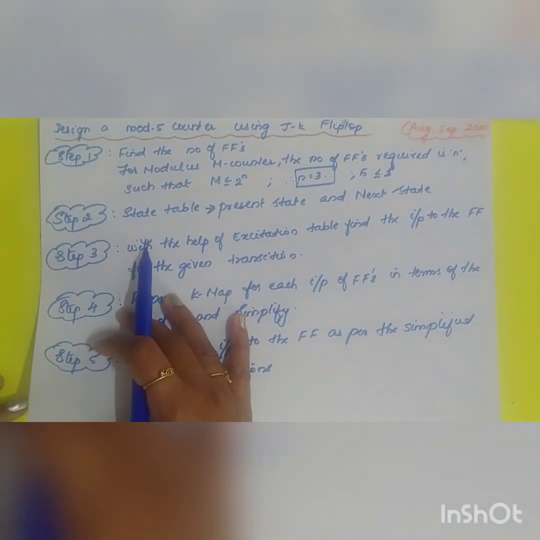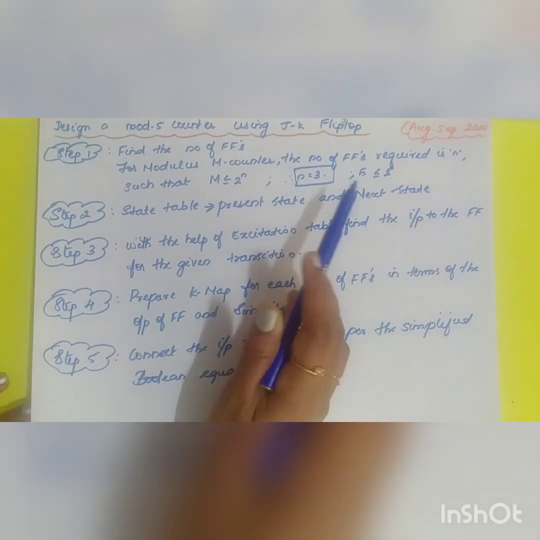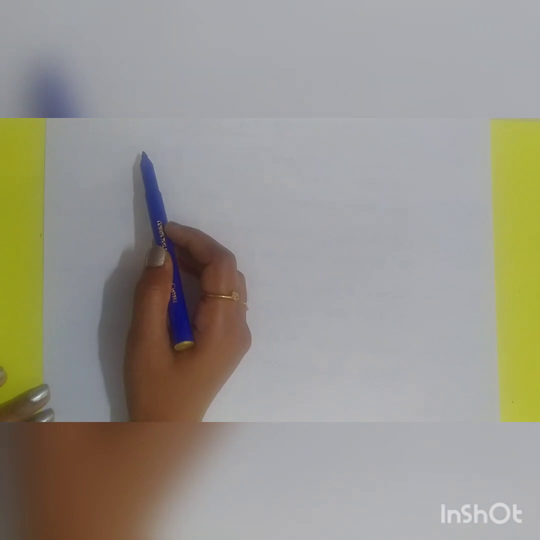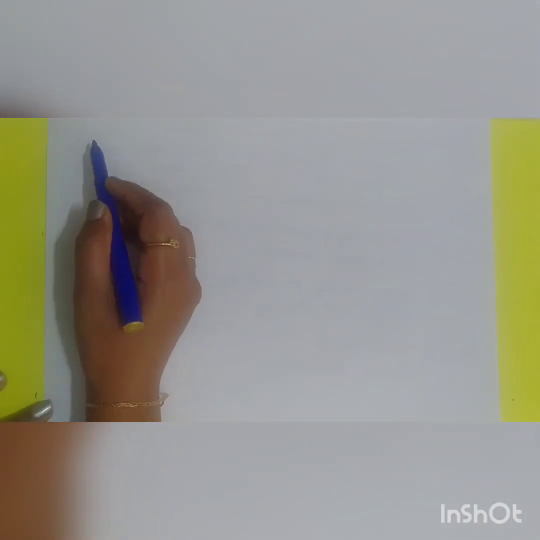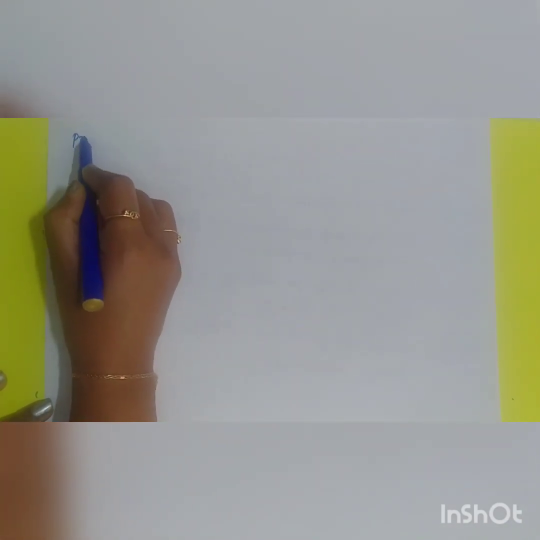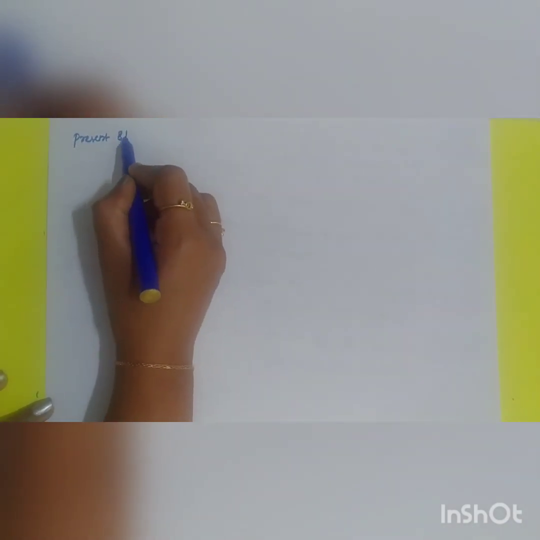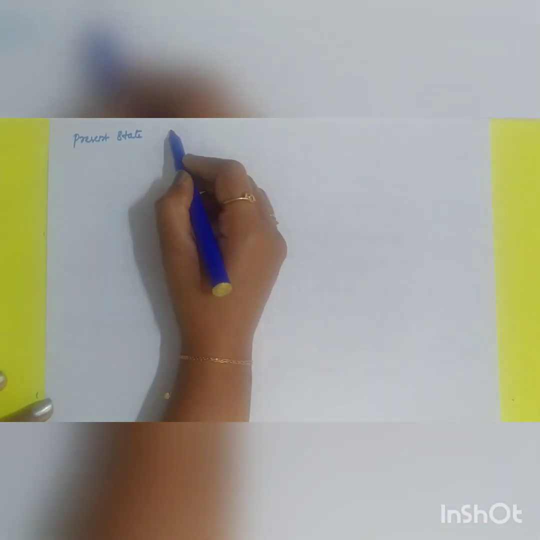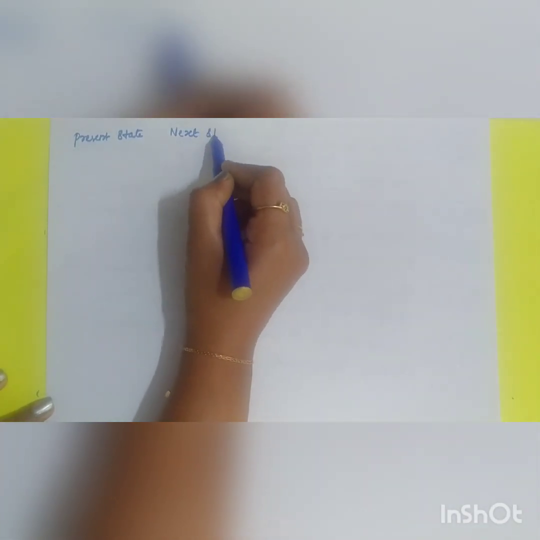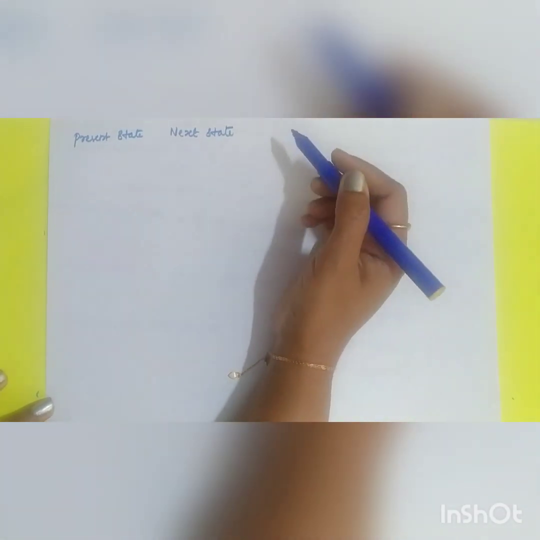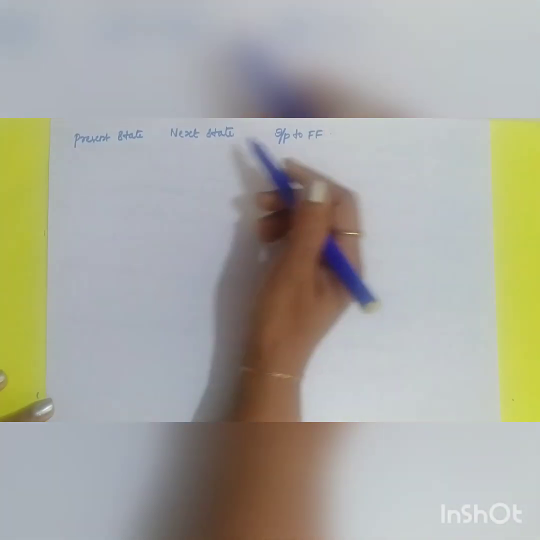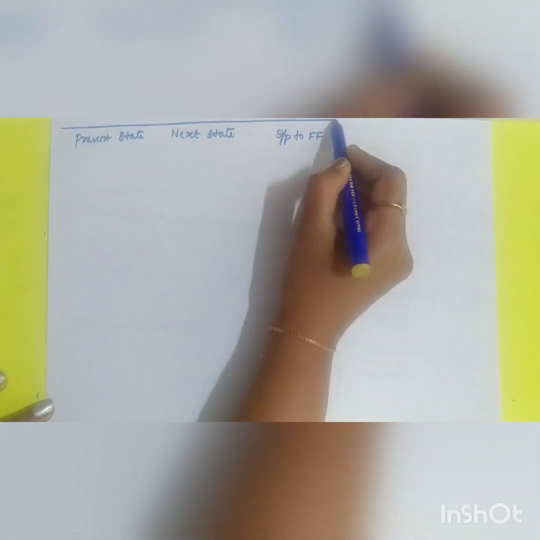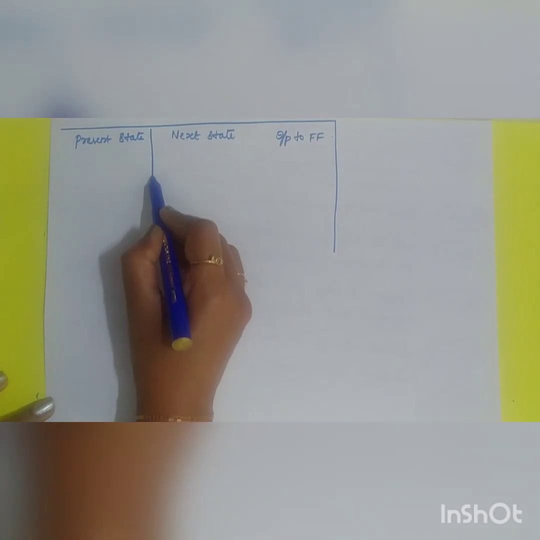So what about your first step? The first step you have already done. You know that n is equal to 3. Let us do now the second step. I am going to draw the second step and the third step together, that is the state table and the excitation table together. So what will be your first column? The first column will be your present state. The next will be your next state. And in the case of the excitation table, you are going to find the inputs to the flip-flop. Okay, so this will be your complete second and third step.